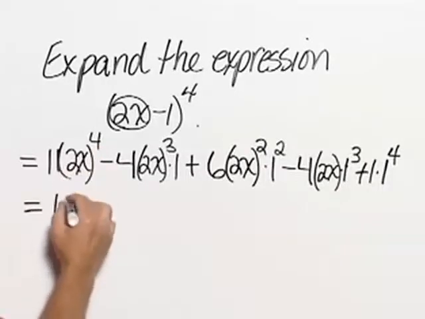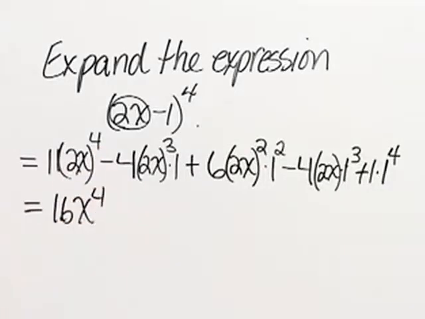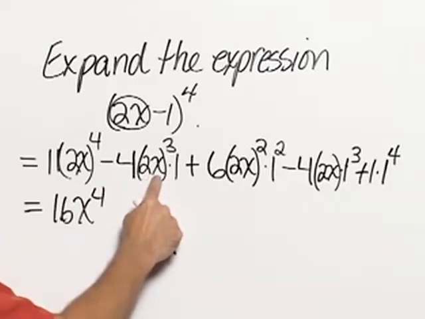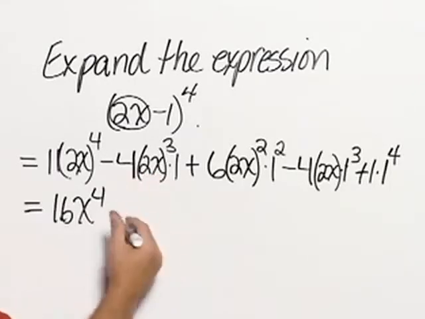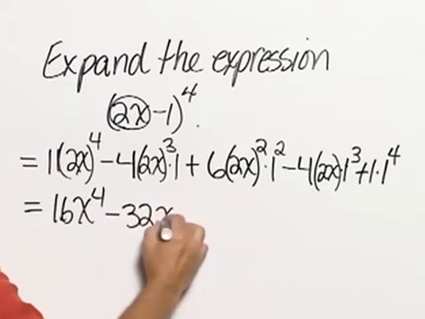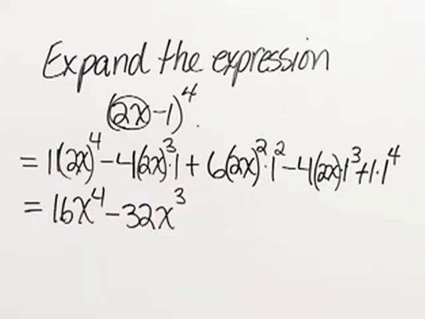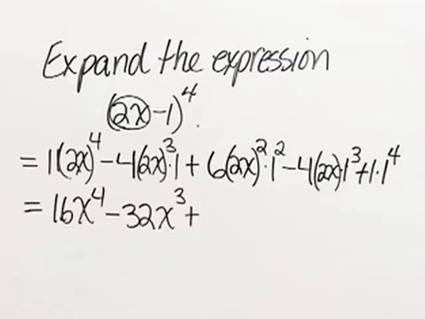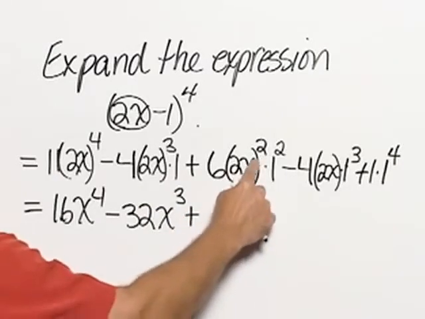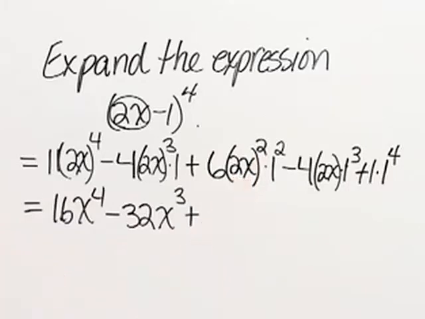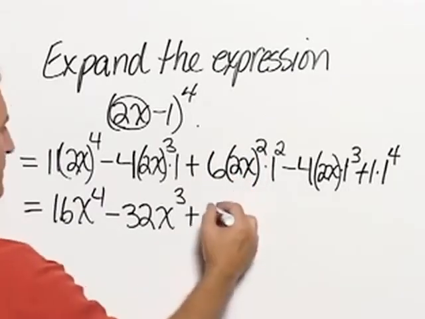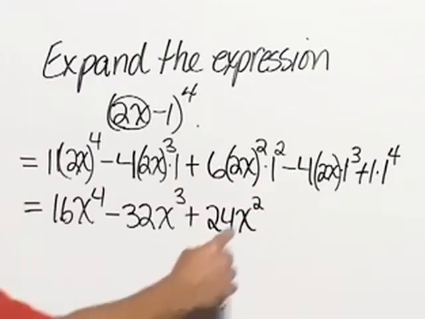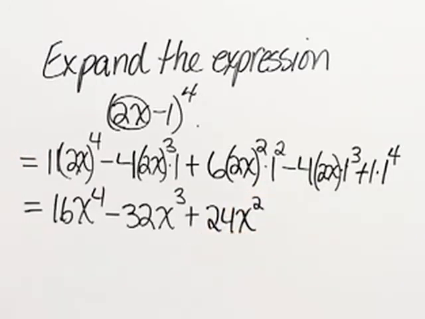2x to the fourth becomes 16x to the fourth. 2x cubed becomes 8x cubed. 8 times the 4 is 32x cubed. Remember, multiplying by 1 doesn't change its value. Then we have plus. Well, 2x quantity squared becomes 4x squared, and then 4 times 6 is 24x squared. Again, times the 1 doesn't change it.